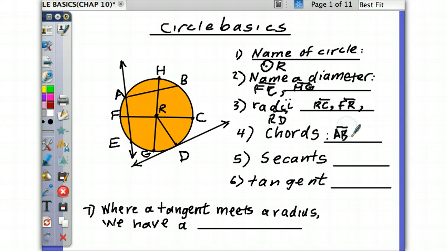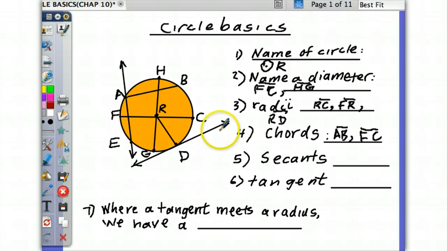Can you see another one, Grant? FC. FC is a diameter. All diameters are chords, but it's just a special chord. It goes through the center. You could actually make AE one if you cut off this part of the line here. All of them are chords except for RD, RH, and RF.